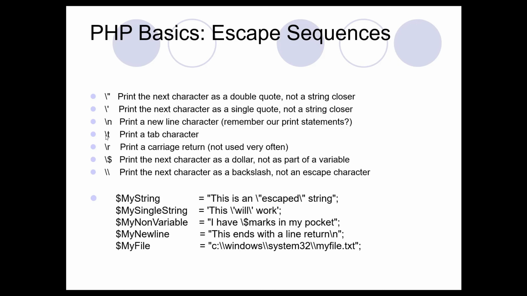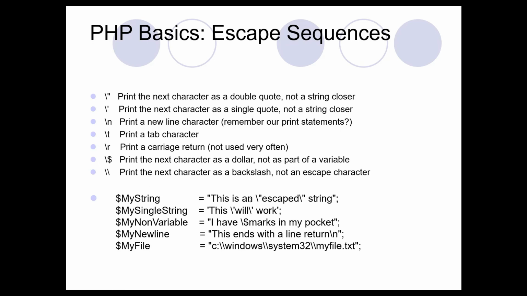Then backslash t can be used to print a tab character. Backslash r can be used for a carriage return. And suppose we want to use a $ sign inside our string, a $ sign is considered a variable name. If we want to print a dollar sign inside a string, we have to escape it with a backslash. And lastly, if we want to print a backslash, because backslash is used as an escape sequence, we have to add double backslashes to print a single backslash.